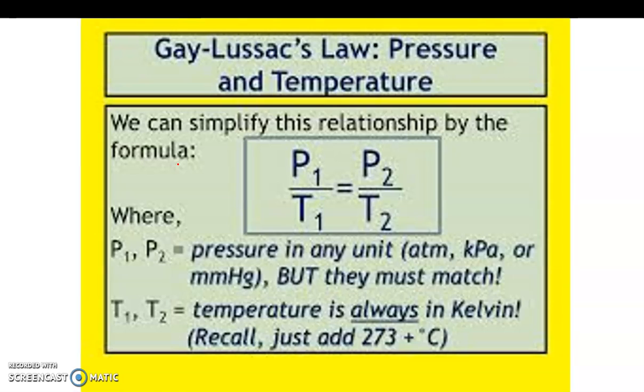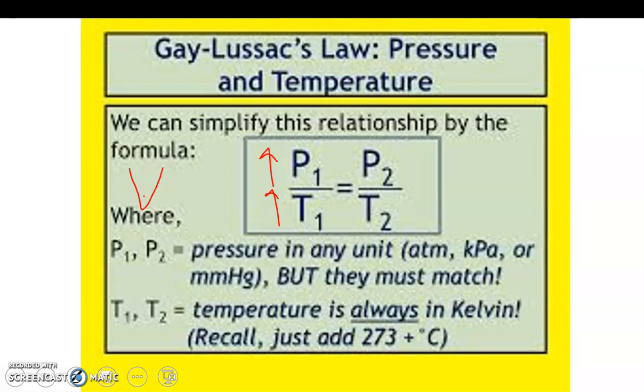And this relationship's real simple. P1 over T1 equals P2 over T2. And what that means is, at a constant volume, so V is constant, we know that pressure and temperature have a direct relationship, which means if I increase the temperature, the pressure will also increase, all right?